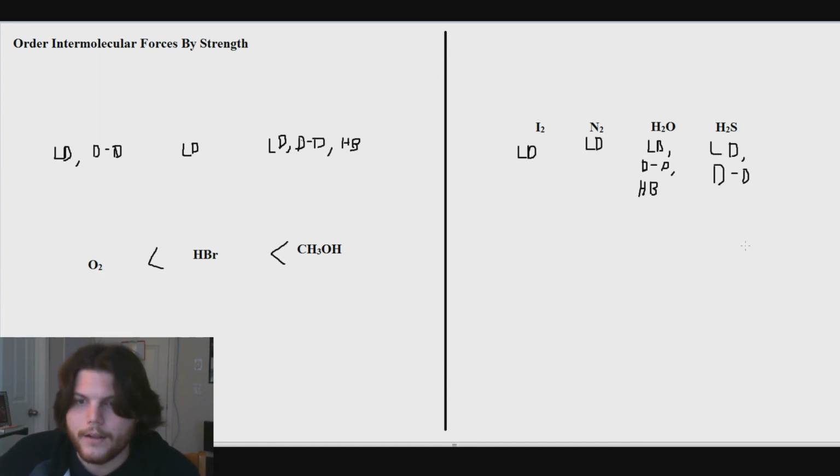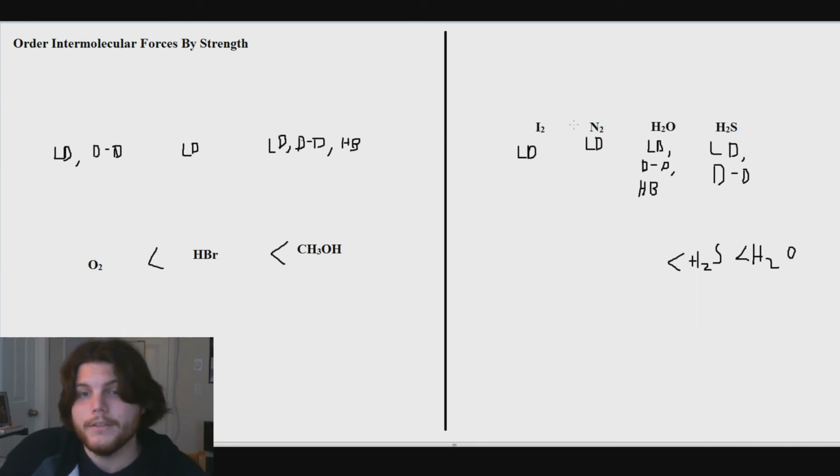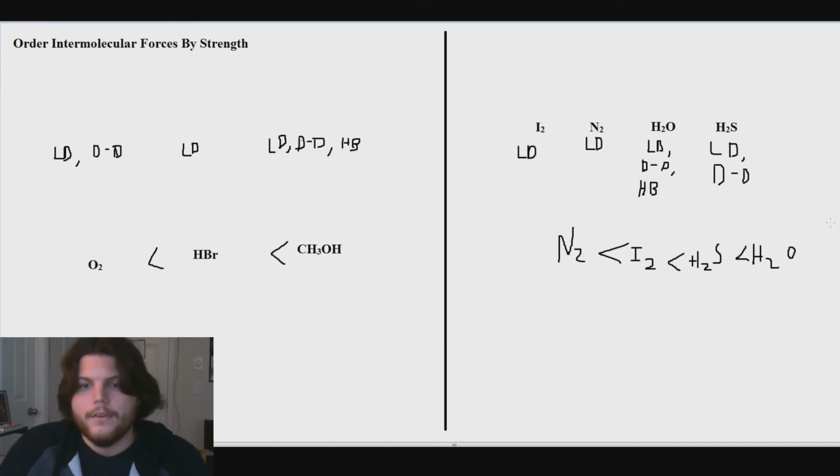So putting these in order, we can go like this. We know H2O is going to be our highest with these hydrogen bonds. Since H2S has dipoles, we can assume that's higher than the other two. And now we're stuck. Do we look at I2 or N2 as stronger? Well, at that point we have to start looking into molecular weight. Since I2 is heavier, if we look at the periodic table, then I2 is going to have stronger forces than N2. So this would be our order for this problem, and I hope you guys understand that.